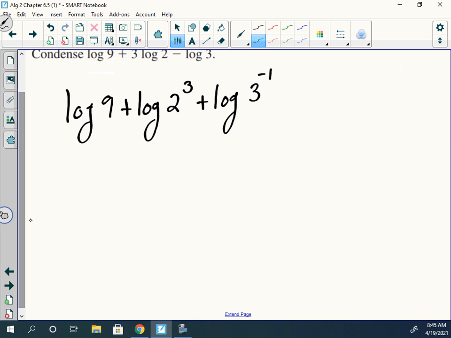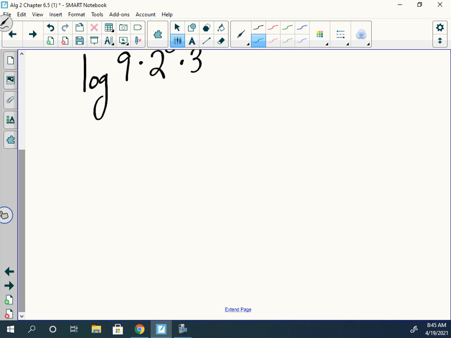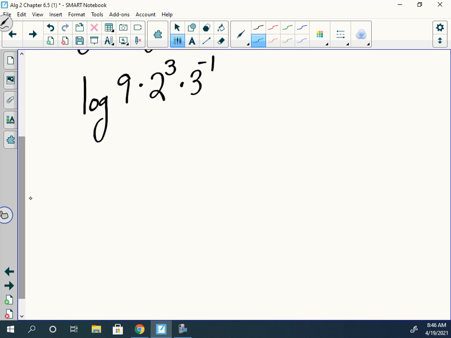I have 1, 2, 3 things being added together with the same base. So it's the same as saying log of 9 times 2 to the third times 3 to the negative 1. Because I had several logs added together that have the same base, I can rewrite it as 1 with each of the things inside the logarithm being multiplied together. Now we're almost done with this here. Any questions before we move on to the next step?